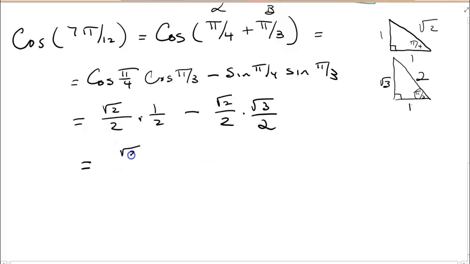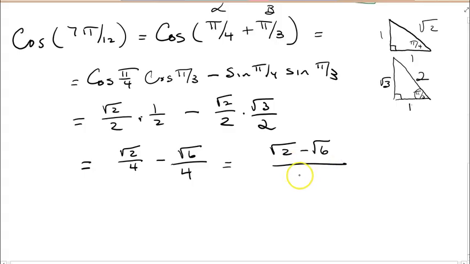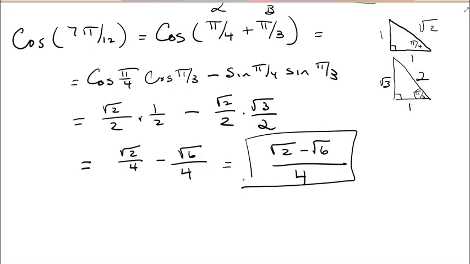I'm going to get square root of 2 over 4. Square root of 2 times radical 3, they're both under a radical, I can make that radical 6. Because they have the same denominator, I can write that as square root of 2 minus square root of 6 over 4. And that is my answer. And that is considered an exact value. Your calculator, of course, would give you a much different version of the answer.